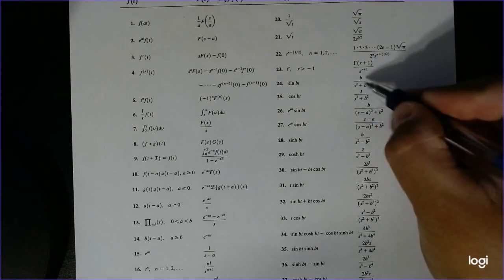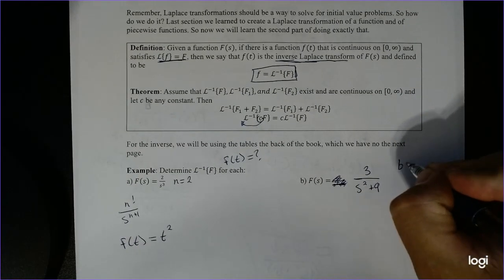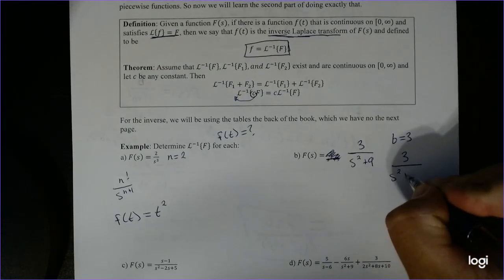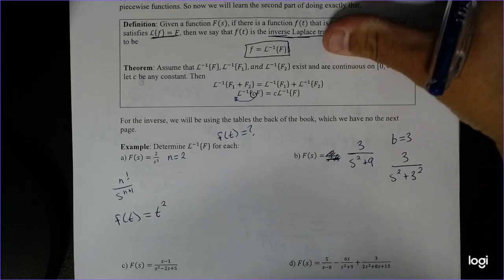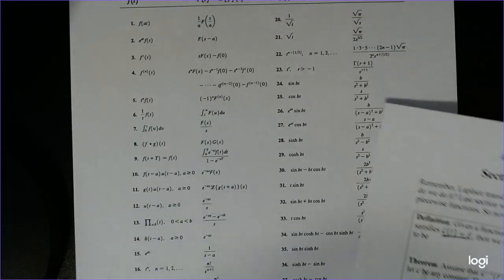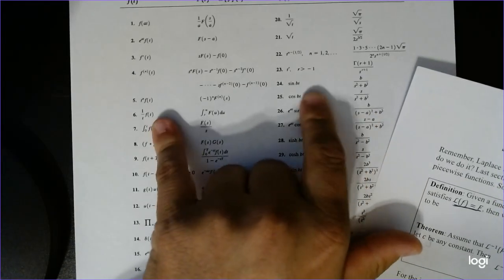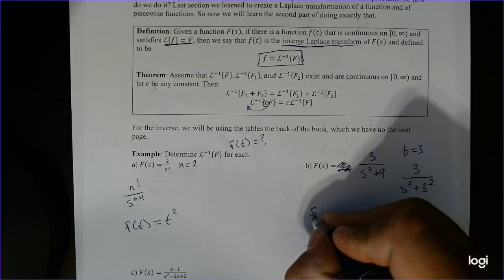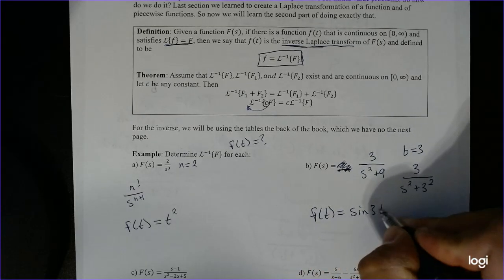But again, I want this in the same process. These b's are the same. This is just being squared, which does make sense because if b is 3, then we have 3 over s squared plus 3 squared, which exactly matches what we have here. Perfect. It works. So this Laplace is sine of bt. So f of t will be sine of 3t.